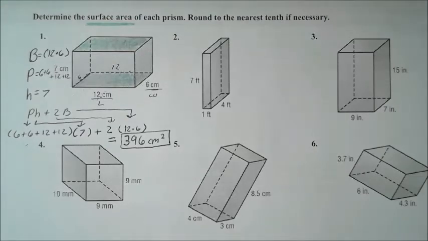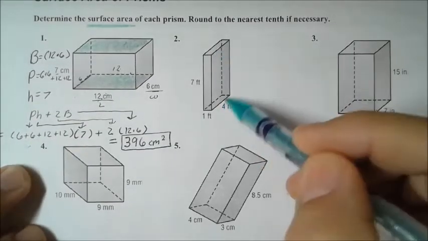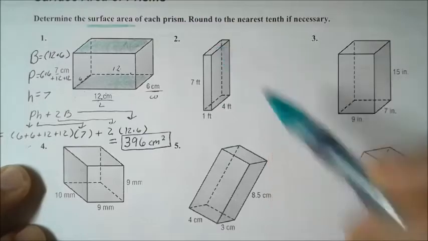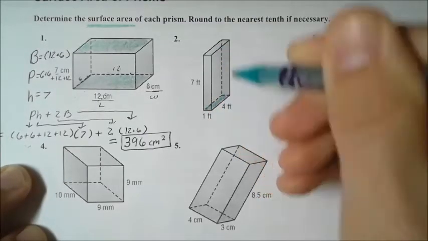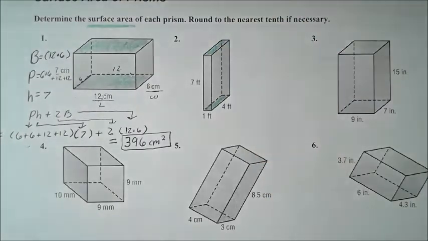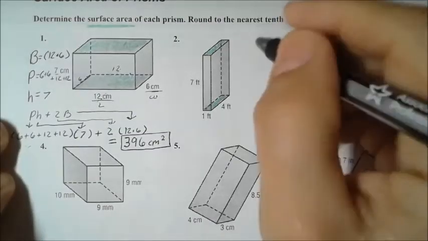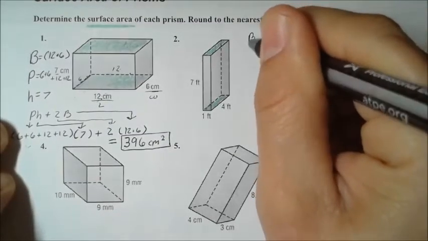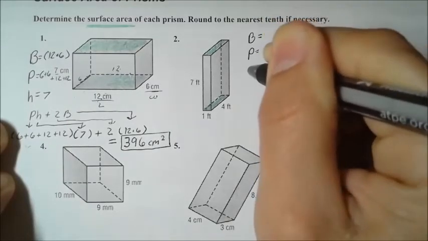Number 2 is very similar. We just need to look at what is it sitting on. It's sitting on its base down here, and then here's the top of the figure. So let's go ahead and shade in our base. That's step 1. Once we got our base shaded in, we want to go ahead and find those 3 values. We want to find our big B, we want to find our big P, and we want to find our H.